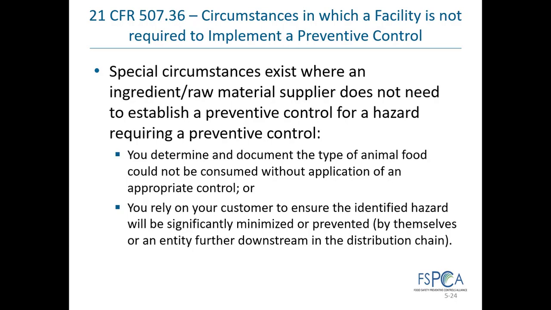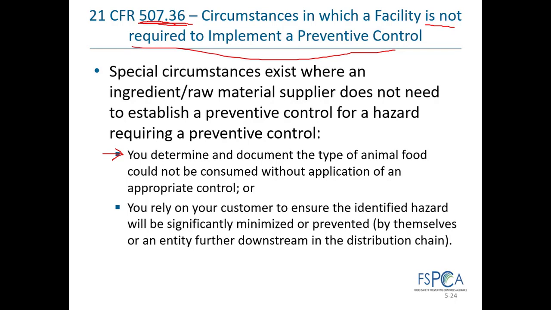I also need to tell you about some situations where you will not need to implement a preventive control. And I don't particularly like this language of the facility is not required to implement a preventive control because it sounds like they're not being required to control the hazard, but they still are. So let's look at some examples here. So this is particularly where an ingredient or raw material supplier doesn't need to implement a preventive control. And essentially what it boils down to is that you are asking your customer to control the hazard for you. So this is 50736. If this is something you're interested in, I would recommend going reading this part of the regulation.